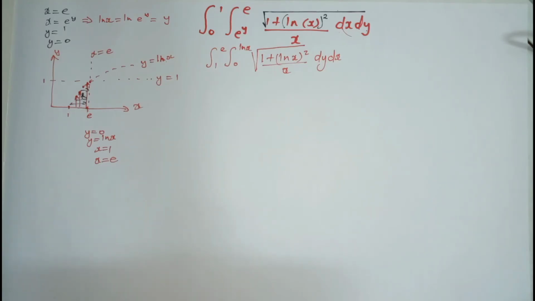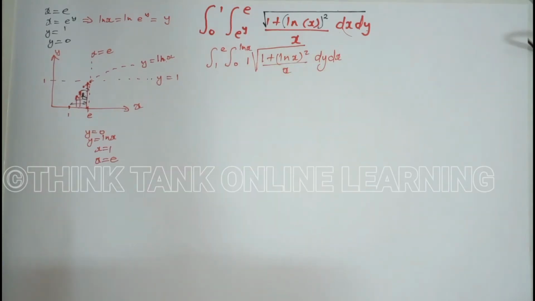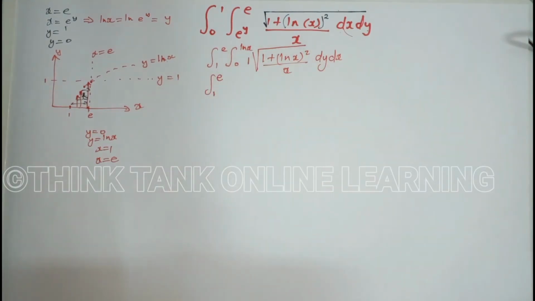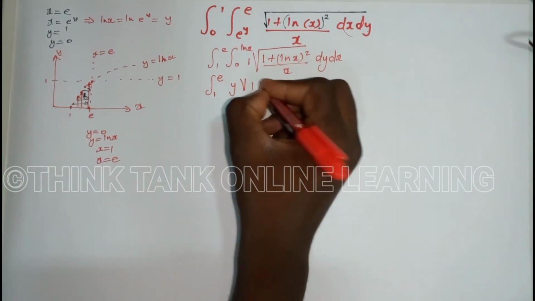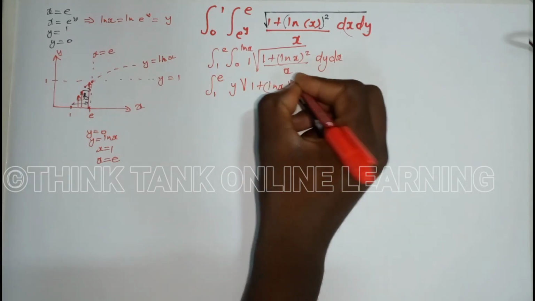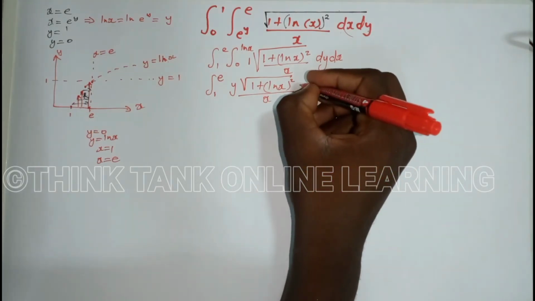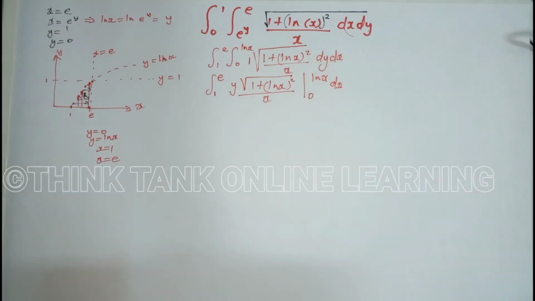Okay, so now let's integrate with respect to y. Since we don't have y, let's say we have 1 here. If we integrate a constant, let's say if we integrate 2 with respect to x, it's going to be 2x. If we integrate 3 with respect to y, it's going to be 3y. So let's do that. For x, we're going to have 1 and e right here. And for y, we're just going to put y, times the square root of 1 plus ln x squared divided by x. And we're going to put our limits 0 to ln x and dx like this.